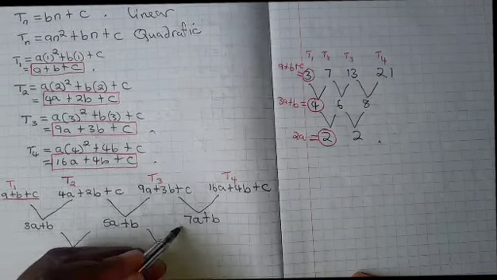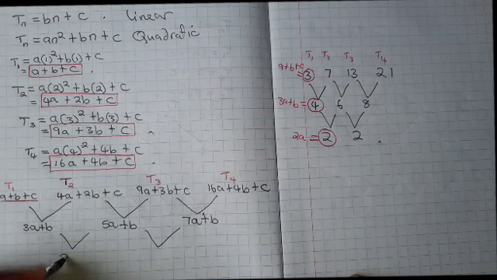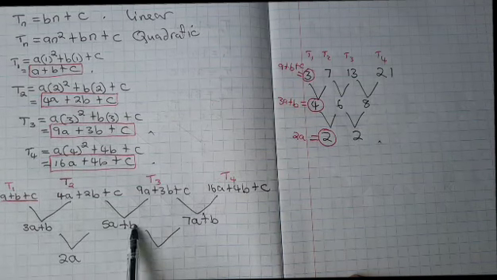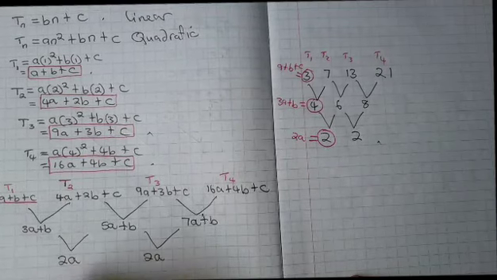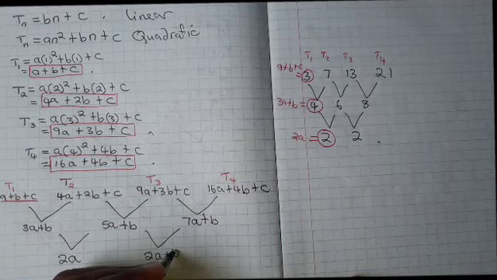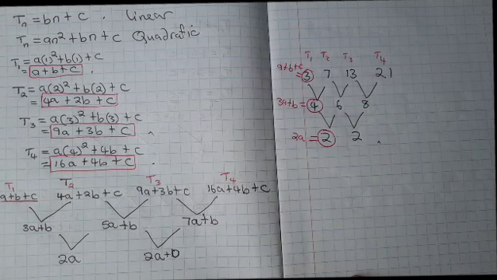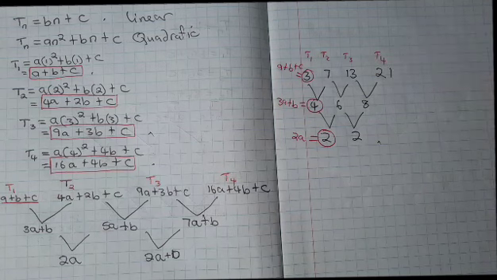And then we look for the second difference. 5a minus 3a is 2a, b minus b is 0, and then 7a minus 5a is a 2a, b minus b is a 0 there. All right, now this is what I want you to notice. 3, 7, 13, 21, and it continues on and on like that.